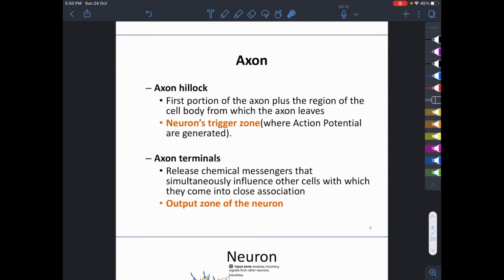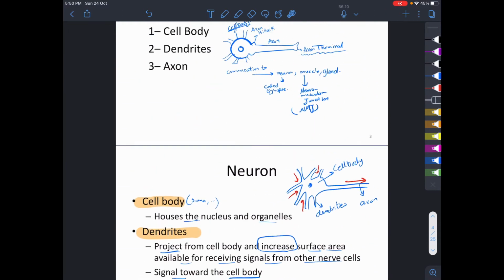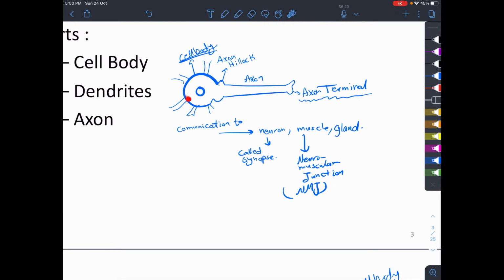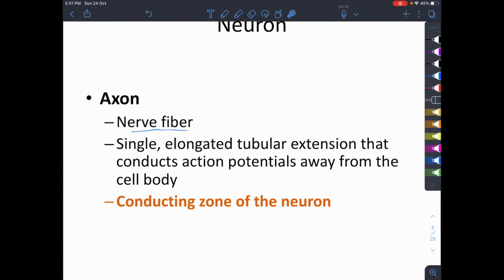Two parts of the axon are very important. We said the axon hillock is the first portion of the axon. It's connecting the cell body to the axon, the region of the cell body from which the axon leaves. Here we have the neuron's trigger zone, where the action potential is generated. If we go back to our drawing, as you can see, this is the cell body and here we have the axon hillock. From this axon hillock the action potential is generated and sent through the axon to other cells.